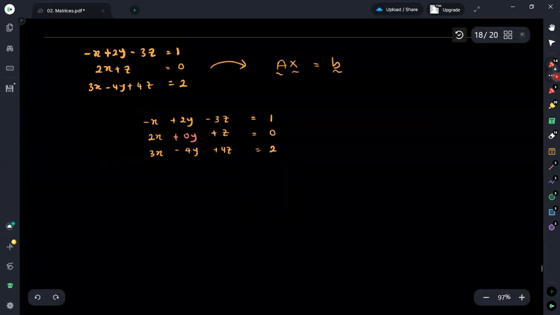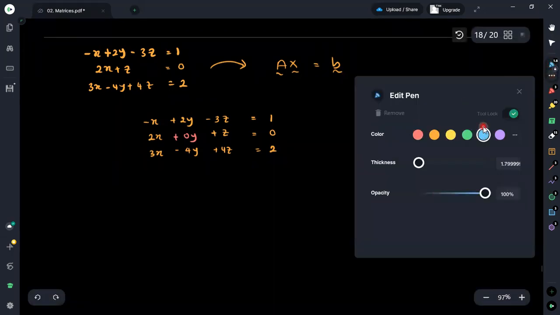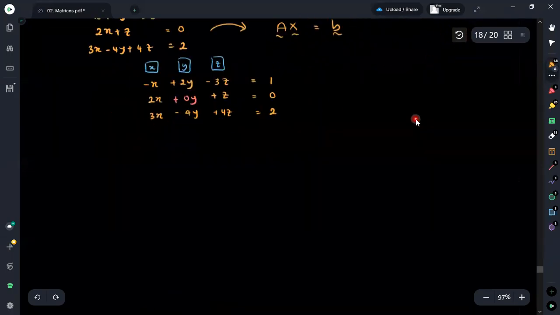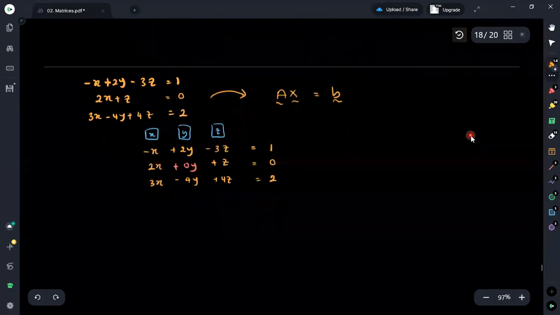Therefore, now you can see that the variable for the first column is x, the second column is y, and the third column is z. Now we can easily convert it into the matrix form. Therefore, we can convert this into matrix form.